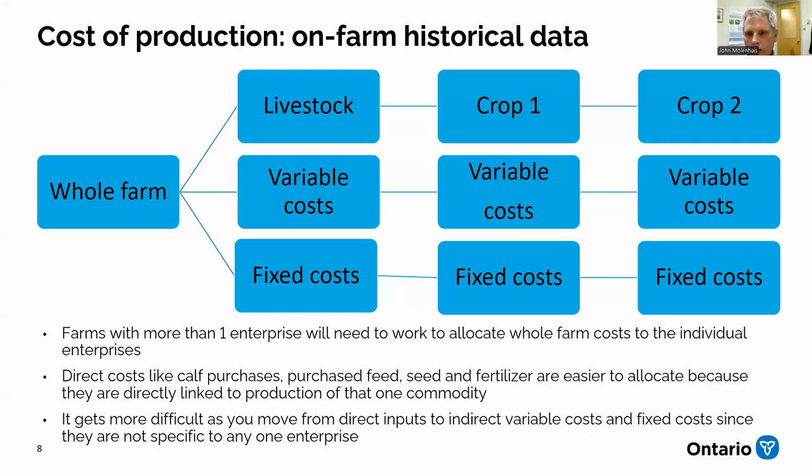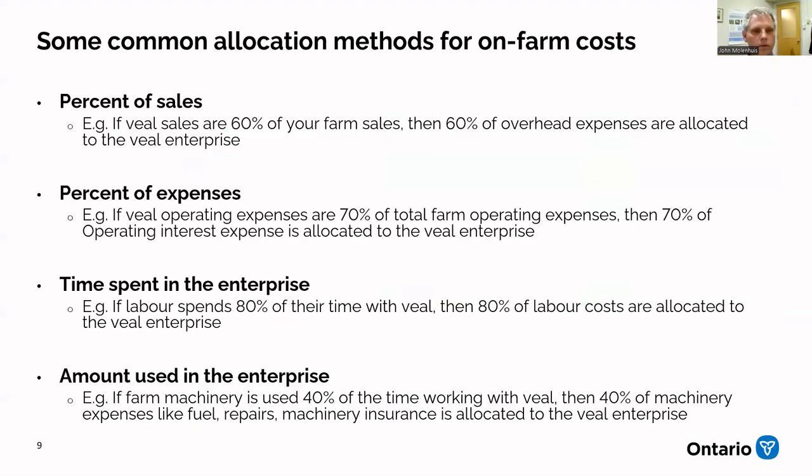And the direct ones are simple. Calf prices are going to be in the veal. The purchased feed for the veal is going to be to the veal. But when you get to things like fuel and labor and machinery repairs, you have to come up with some kind of a way to say, okay, how much goes to veal, how much goes to corn, how much goes to soybeans, and it can get a little bit more difficult. So it is a bit of an art as well as a science to get to that point. And like I say, one of the main tripping points is this allocation piece.